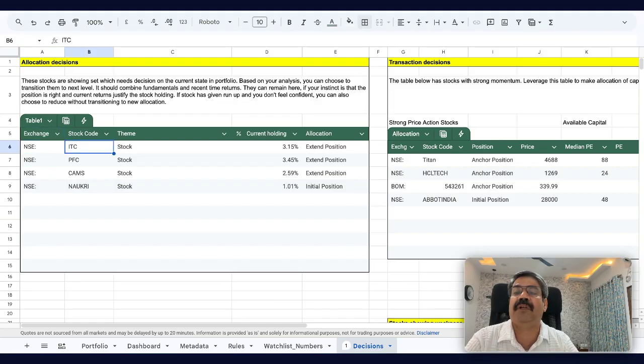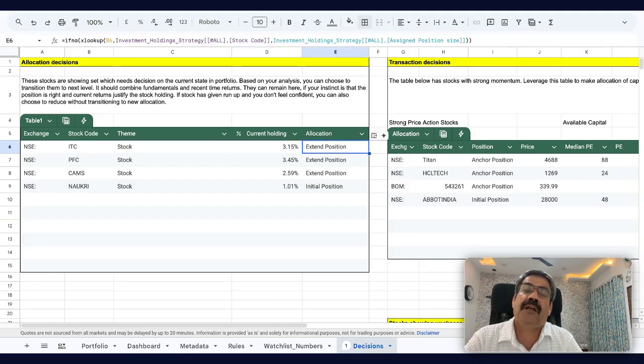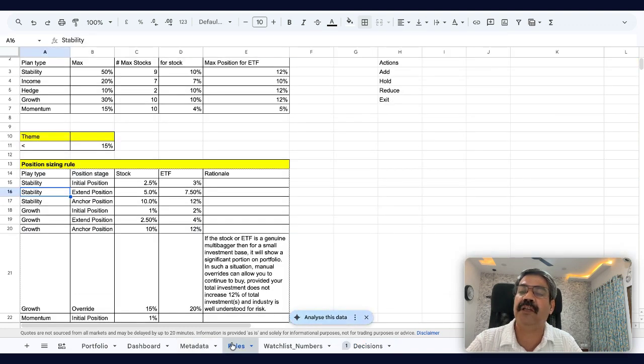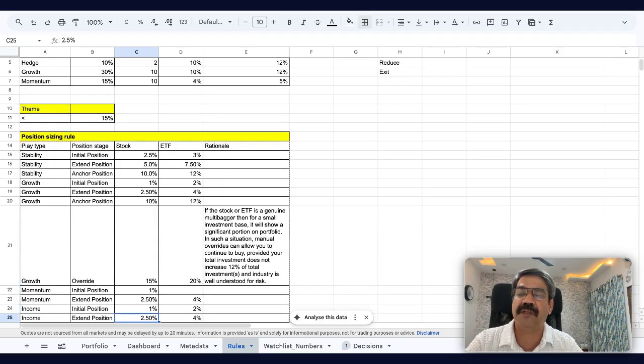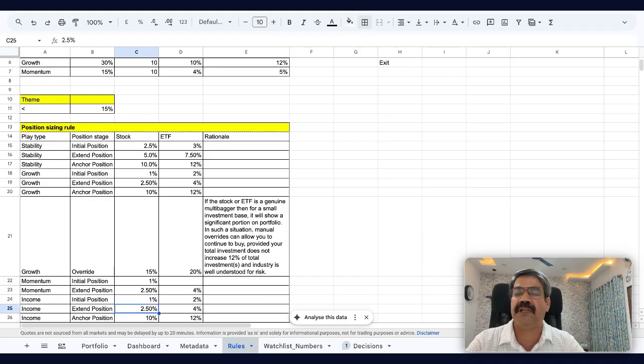So take for example over here, it is ITC. Your current holding is already 3.15, and that is not something which you should be adding more into. Similarly, the PFC, the current allocation is 3.45, and the rule says that it is already above the level that it should be, because these are income stocks. There are categories which are defined, and based on that, it is coming up over there.